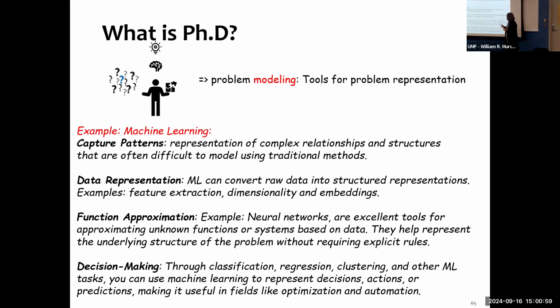So this represents the complex relationships and structures that are often difficult to model using traditional methods. Each time a method was introduced, it was because previous methods were not enough to solve the problem. Further on, we are going to go through machine learning problems and understand where exactly it is coming from. Also, this tool allows data representation, and here is how we represent things in machine learning.